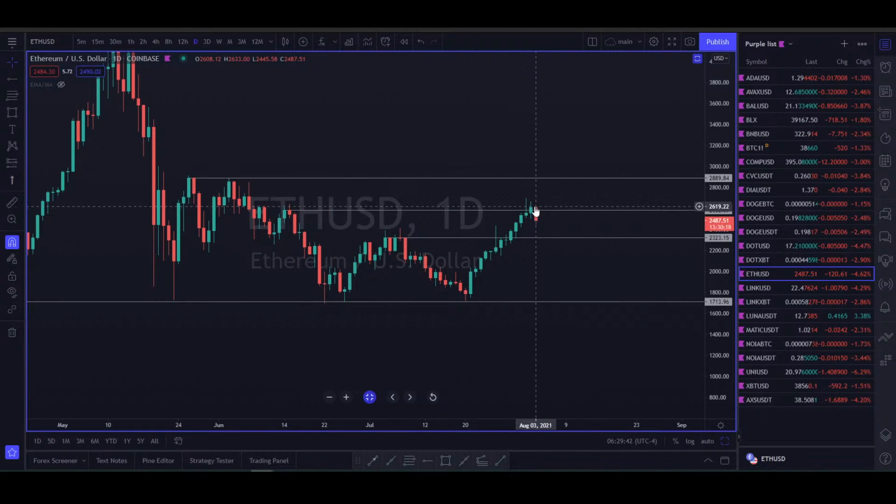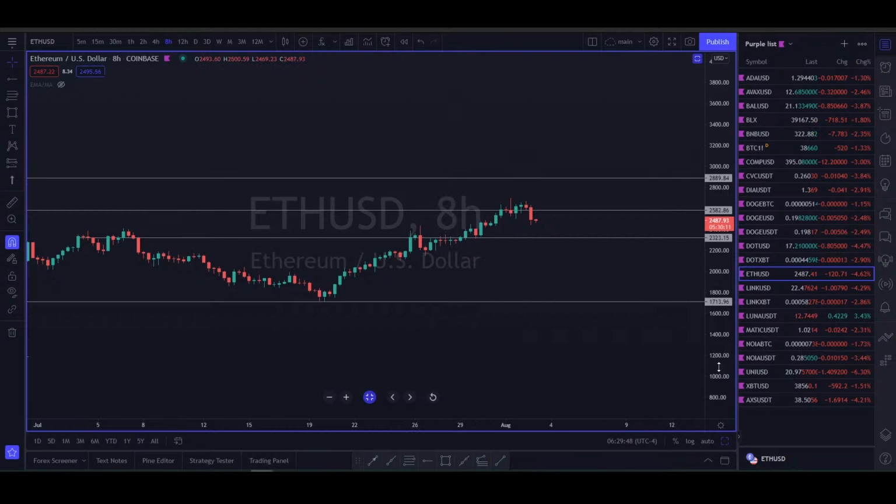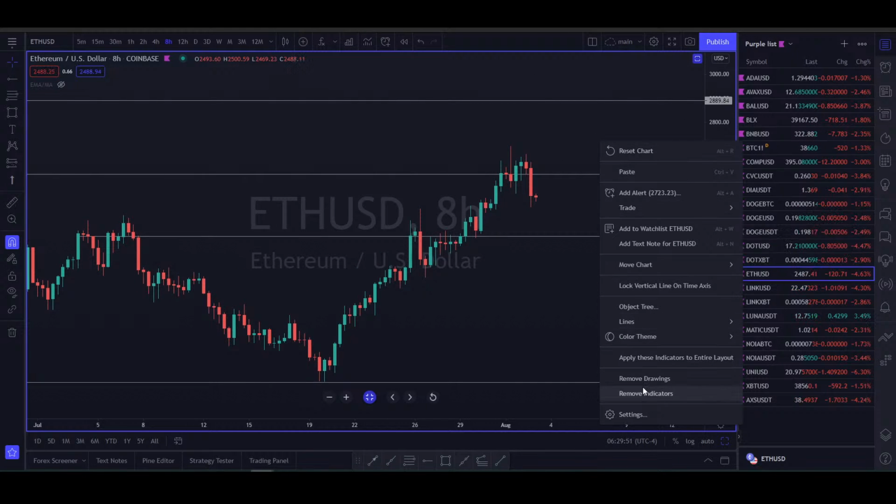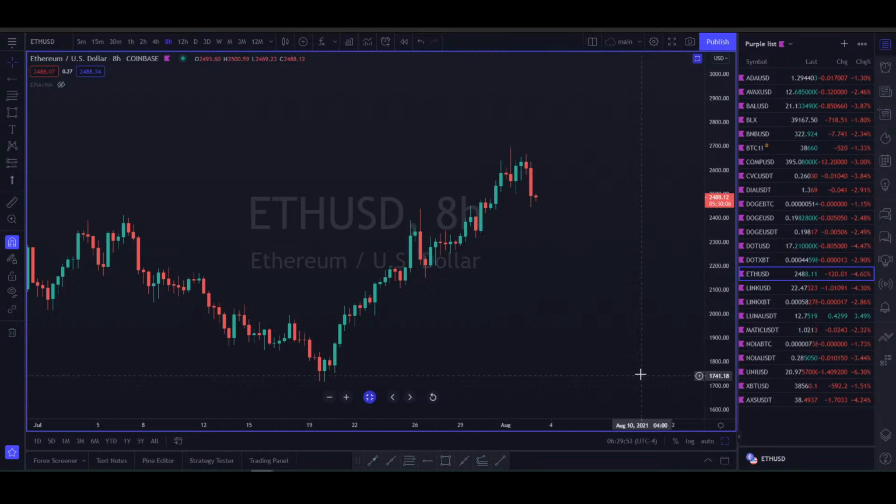ETH, you've been trading up. Bitcoin's had a few bearish days. ETH is just now having a bearish day. Where's the next area of possible support? Let's get rid of this. I don't want to remove indicators.